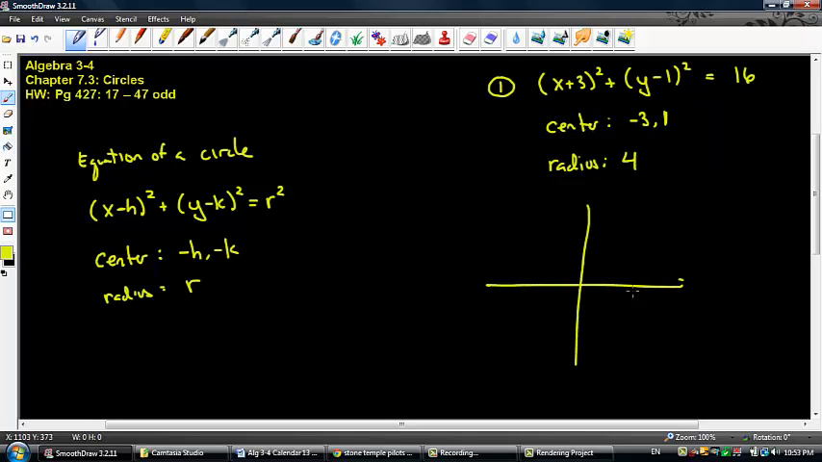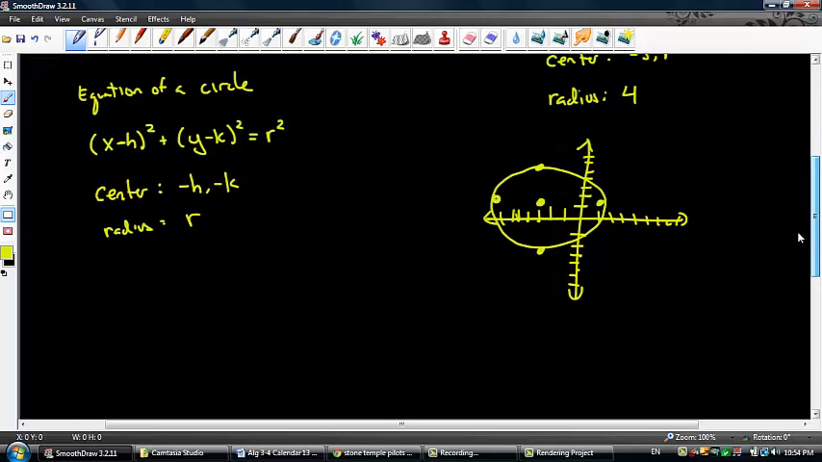It's pretty simple. I'm going to go ahead and draw this out for you. My center's at negative 3, comma 1, and my radius tells me to go out 4. So I'm going to go out 1, 2, 3, 4 to the right, 1, 2, 3, 4 up, 1, 2, 3, 4 to the left, 1, 2, 3, 4 down below. And as best you can, you just connect the dots. Mine's not very pretty, but I don't really care.